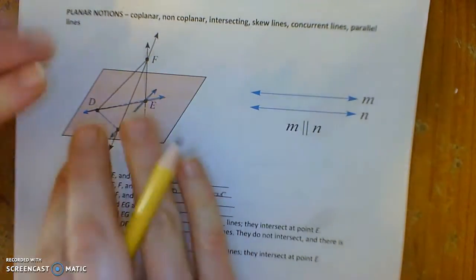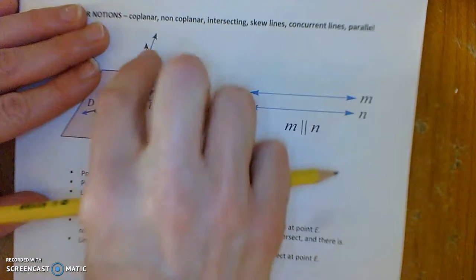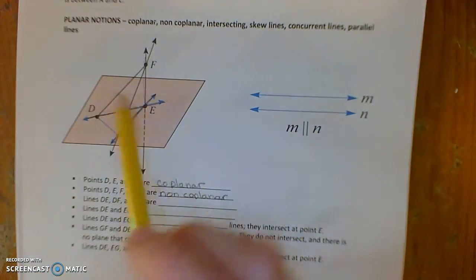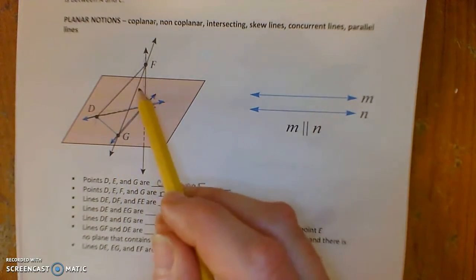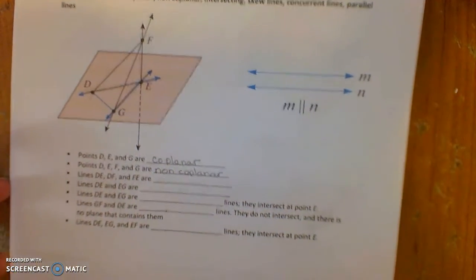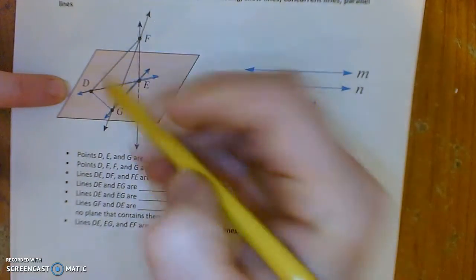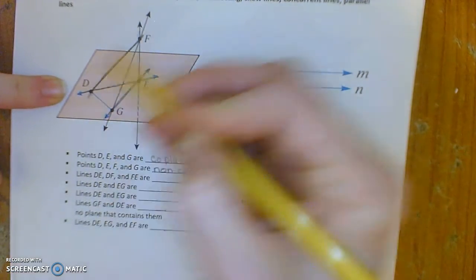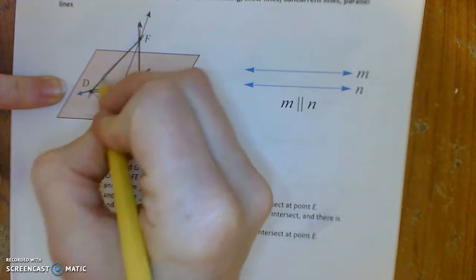You can imagine that D, E, and G are all on one plane. D, G, and F, here's another plane that contains those 3 points. And D, E, and F has a plane that contains them and so on, but there's no one plane that contains all those points.